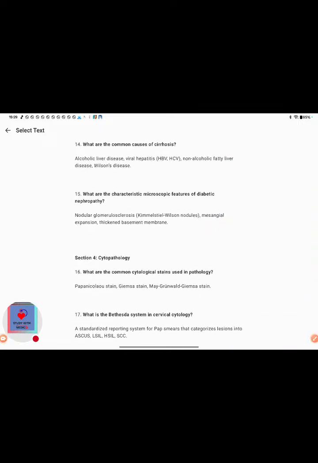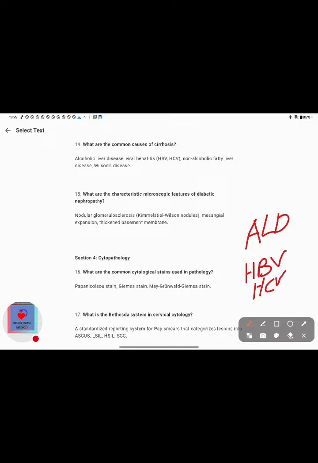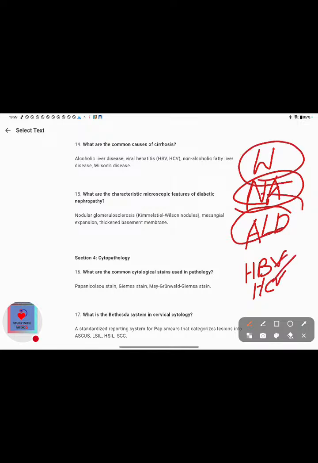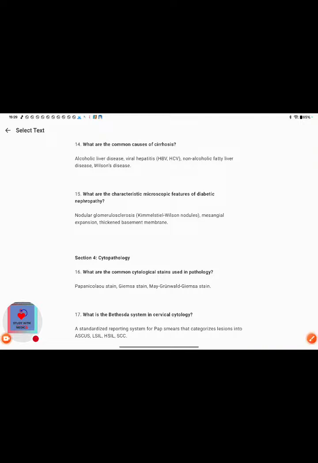What are common causes of cirrhosis? The causes of cirrhosis are alcoholic liver disease, viral hepatitis B, hepatitis C, non-alcoholic fatty liver, and Wilson's disease. So alcoholic is one, non-alcoholic is one, viral hepatitis, and Wilson's disease. These are the common causes of cirrhosis.